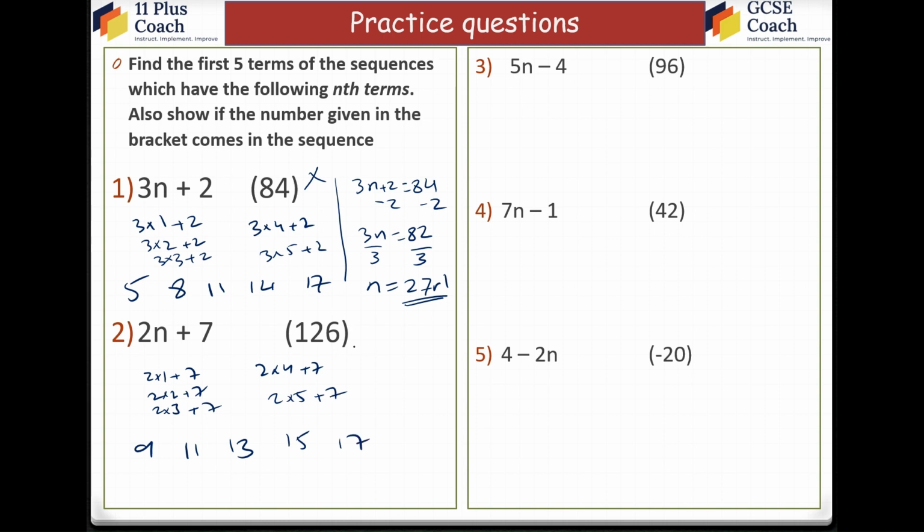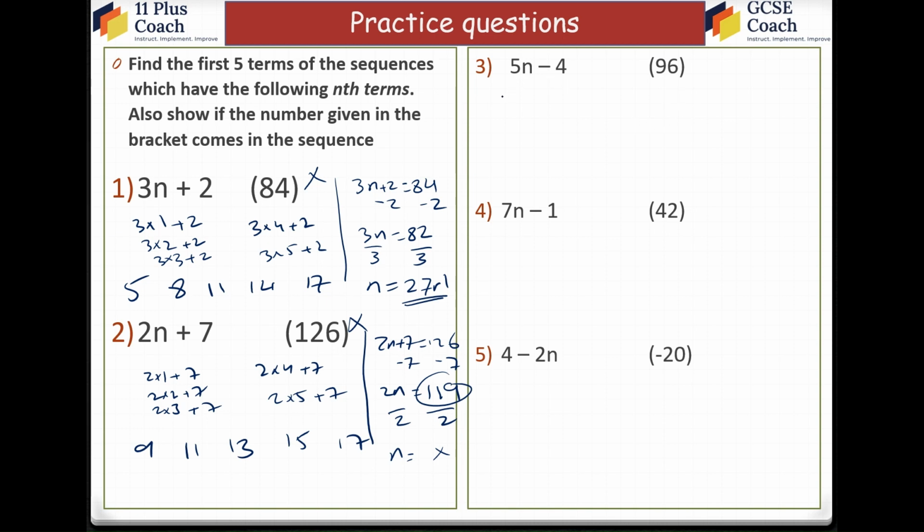Now, is 126 in the sequence? I simply subtract 7 from both sides. So I end up with 2n plus 7 equals 126, minus 7 from both sides, I end up with 2n equals 119. I divide both by 2. Because 119 is not an even number, it will not give me a whole number as an answer. So that means it's not in the sequence.